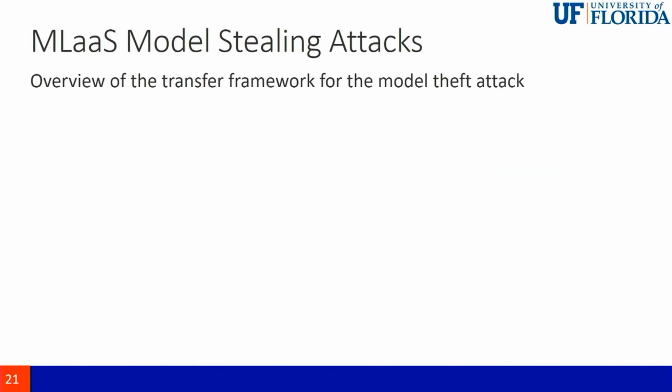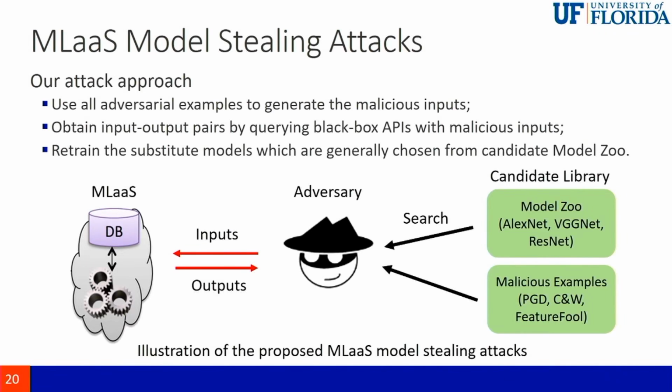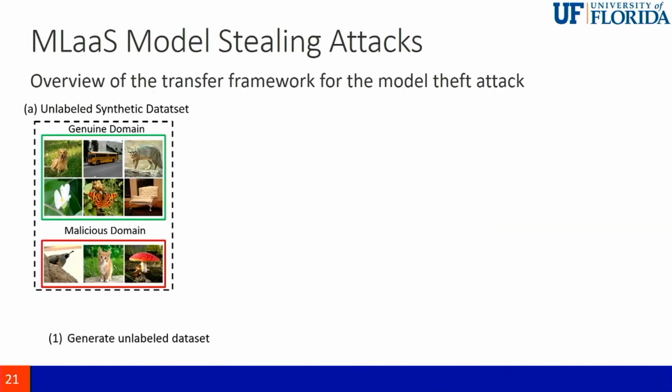So this is just a high level view. Let's take a look at the real example. What we do is that first, we have 2 sets of data. One is genuine domain data, which is the not adversarial, not modified examples. We also have malicious domain data. These are data modified to be very close to the boundary, to be classified correctly or incorrectly. So why do we still need the genuine domain data?